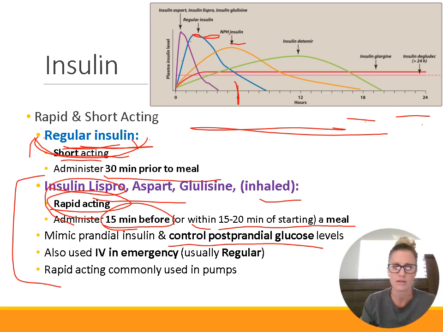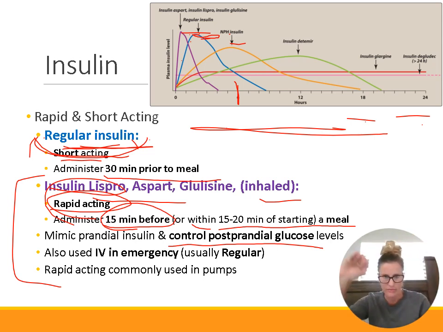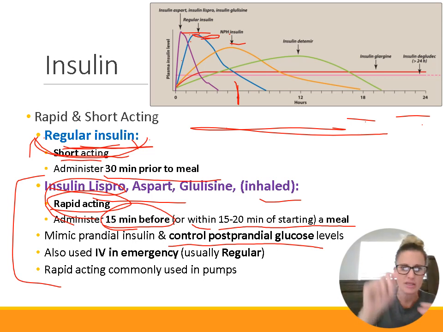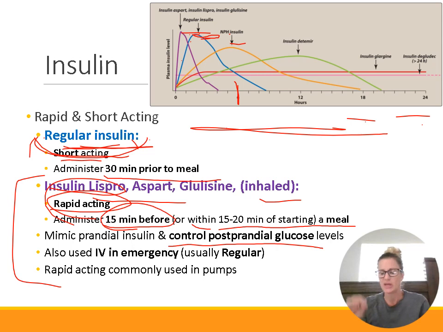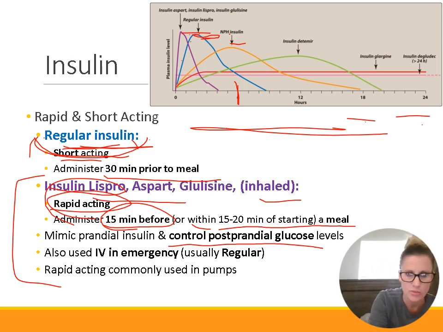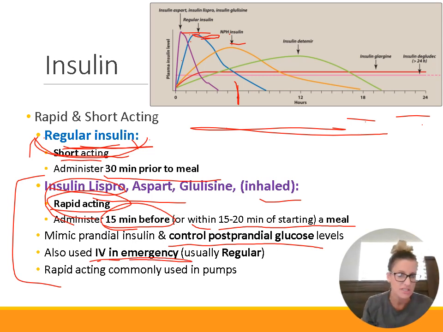Also, because the rapid acting agents start working so quickly, you can see how long they peak in about half an hour, but it starts going up right away, right? They have a pretty steep slope. So these are good in emergent situations as well. So like anytime you need a quick correction of glucose levels, you could use a rapid acting agent. The rapid acting agents can also be used IV in emergency.